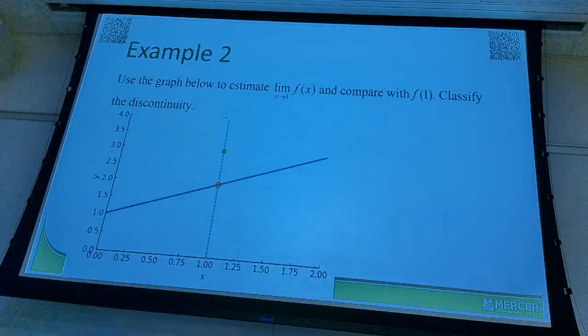You want to estimate the limit as x approaches 1 of f of x and compare it with f of 1. Well, these are grid lines, so it's going to be pretty good. But we're approaching 1. Since we're given a graph, let's look at the left-hand limit first.